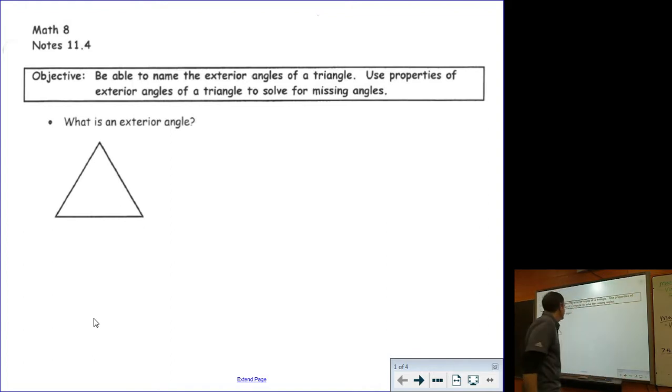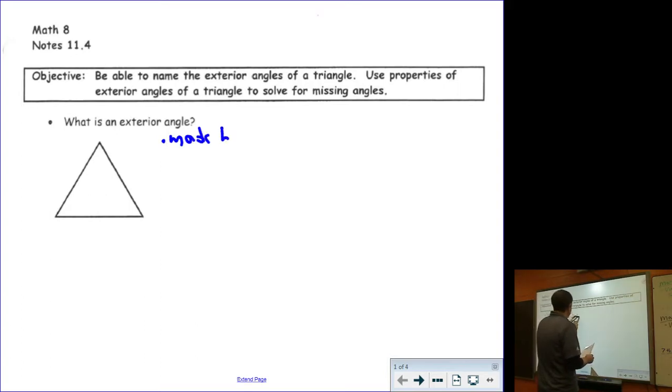So let's get started. We want to be able to recognize an exterior angle, and we want to know a couple properties about exterior angles. So here we go. First, let me talk about what an exterior angle is. So let's put it right here. What is an exterior angle?